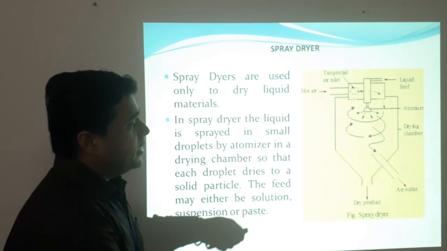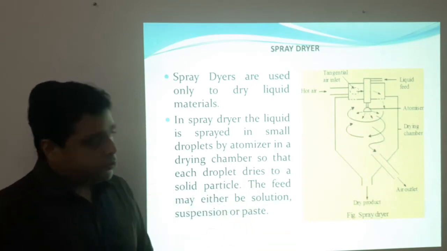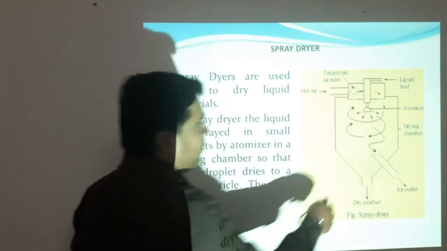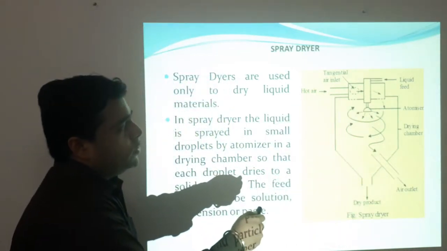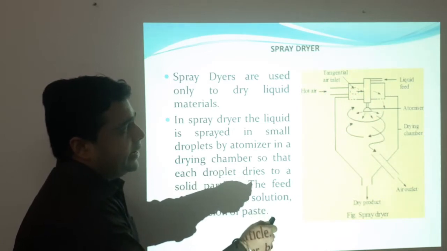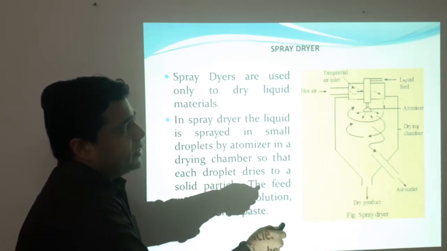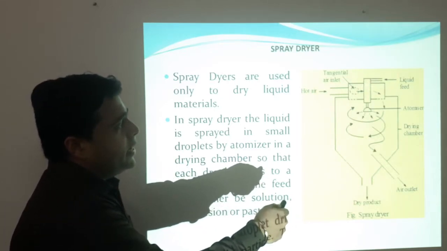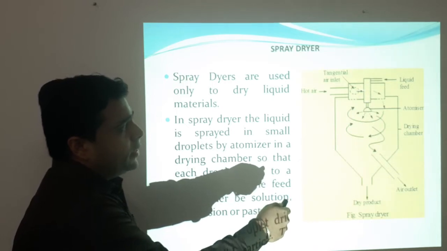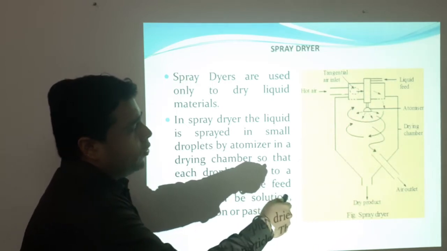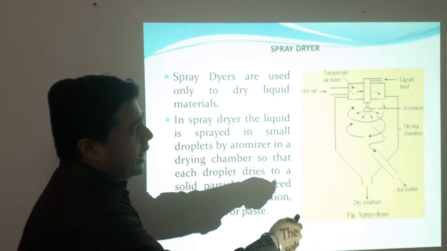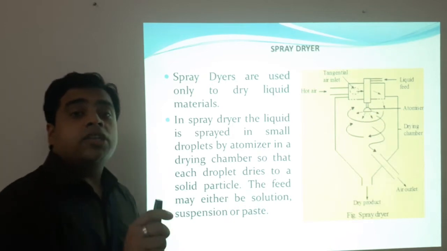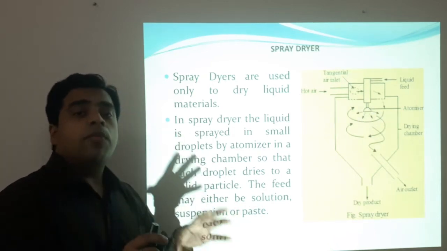So this is a basic outline of a spray dryer. This is the drying chamber, and hot air passes through this area. This is the tangential air inlet. The liquid feed, which can be a solution, a suspension or a paste, comes through this way, and the hot air inlet is this way. And this is the sprayer, which is called the atomizer. That atomizer is spraying the liquid in the form of droplets.